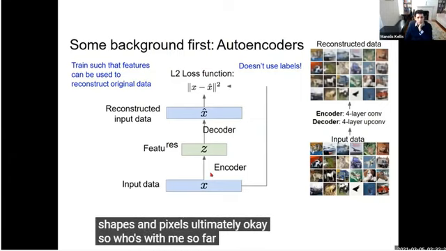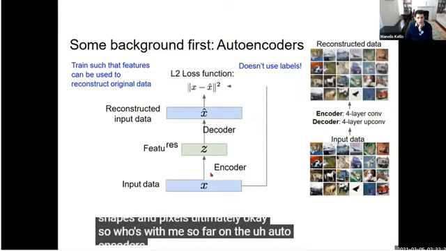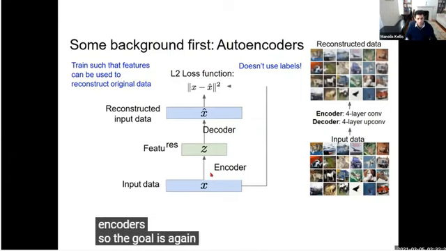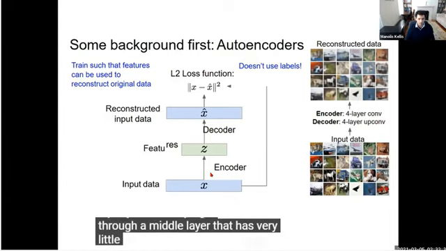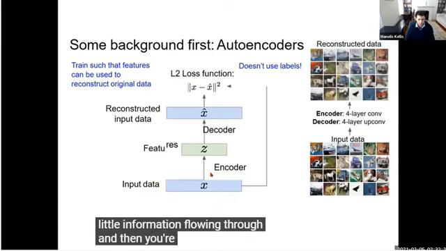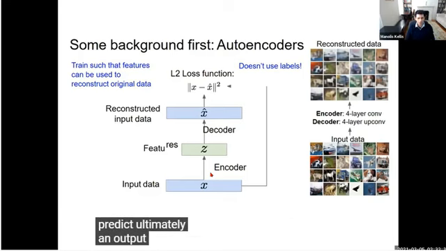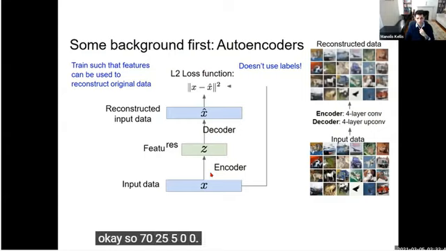Okay, so who's with me so far on the autoencoders? So the goal is, again, you're taking your input, you're clamping it through a middle layer that has very little information flowing through, and then you're using that as a way to predict ultimately an output. Lovely. Okay, so 70, 25, 5, 0, 0.